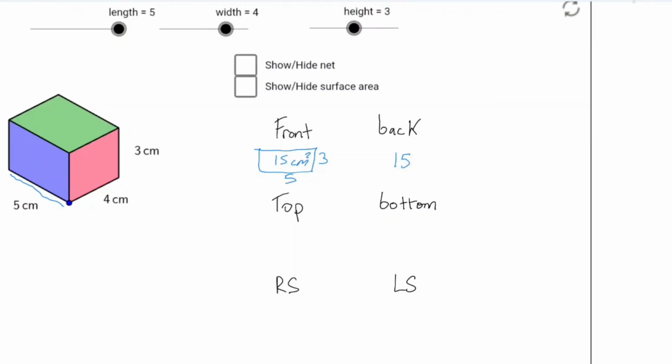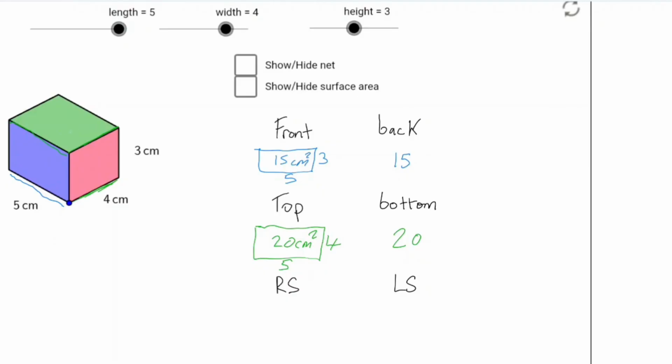The top, let's do that in green. So the dimension of the top would be 5, because it's parallel to this line. It would be 5 by 4. It's identical to, parallel to this line. So 5 by 4. 5 by 4 is 20 centimeters squared. This will also be 20, because top and bottom are identical faces.